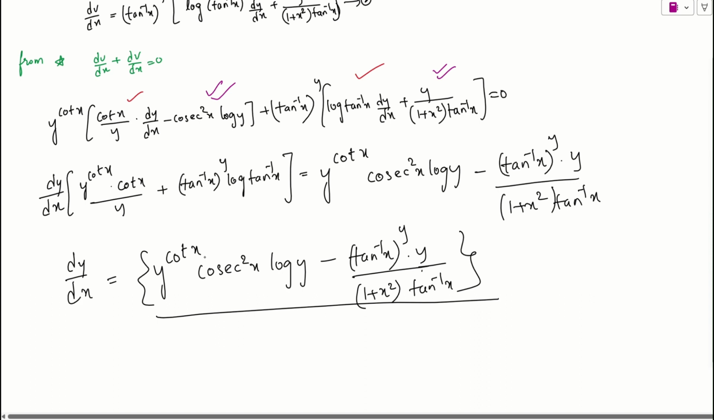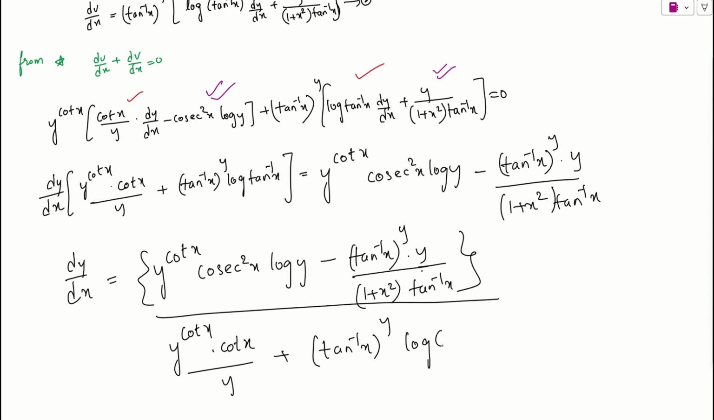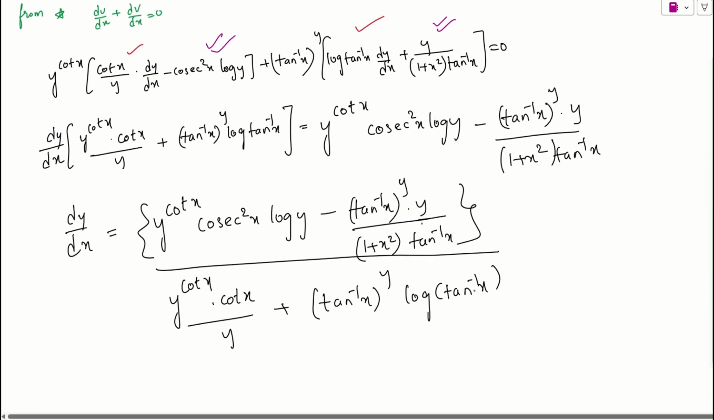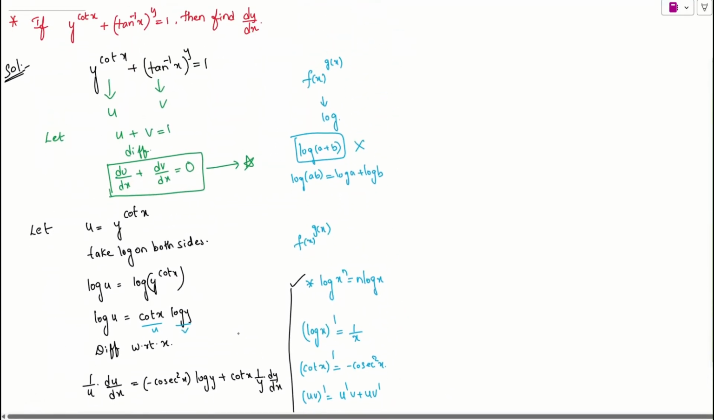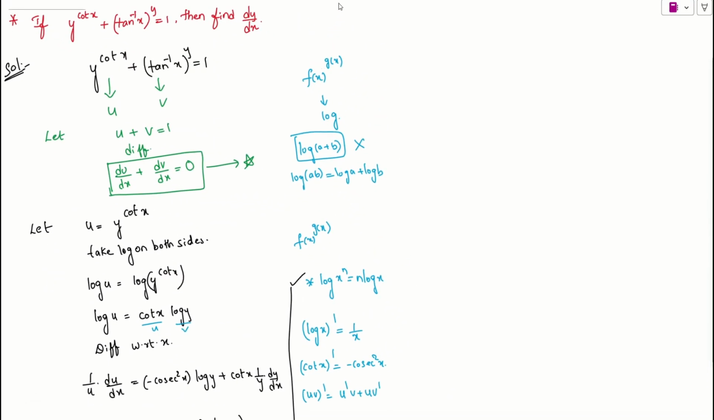So what we can say, this is nothing but y raised to the power cot x times cot x by y plus (tan inverse of x) whole to the power y into log of tan inverse of x. This was our final answer. If you have any doubts, you just let me know. If you cross check this, you will understand. If you still have some difficulty, you just let me know.